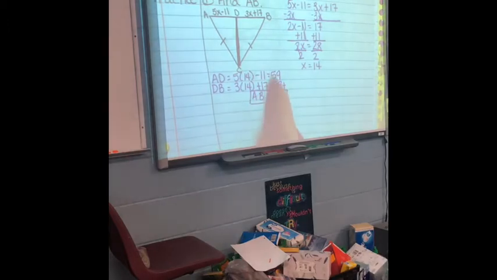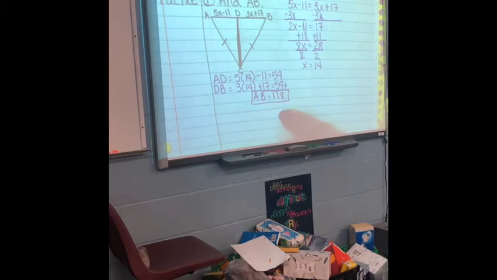Or do it like I did. I found both just to make sure. Those of you that made both, though, you should get the same number, right? If something didn't come out the same, that would have been a trigger for you to check something else. So my x was 14, but my answer for AB was 118. Any questions?